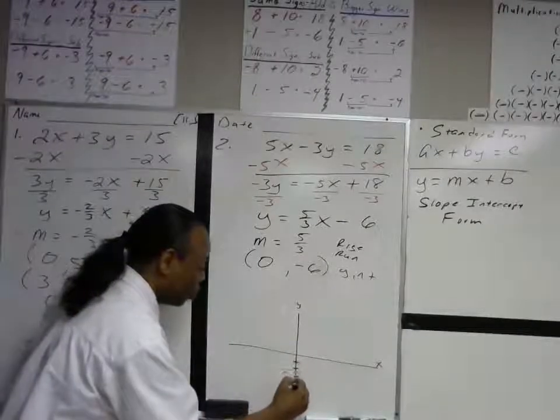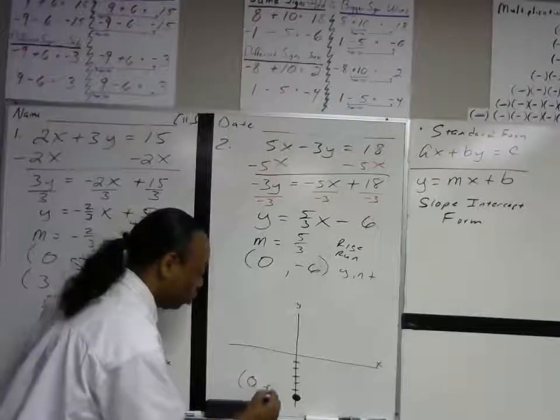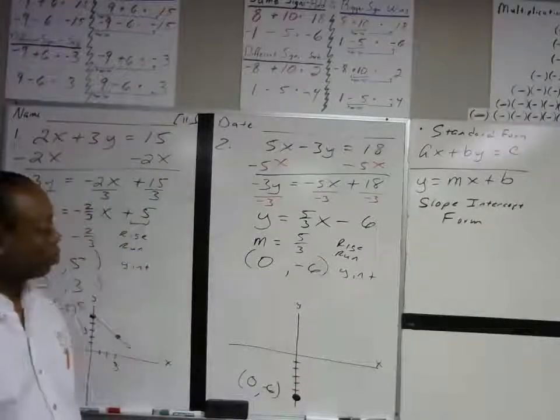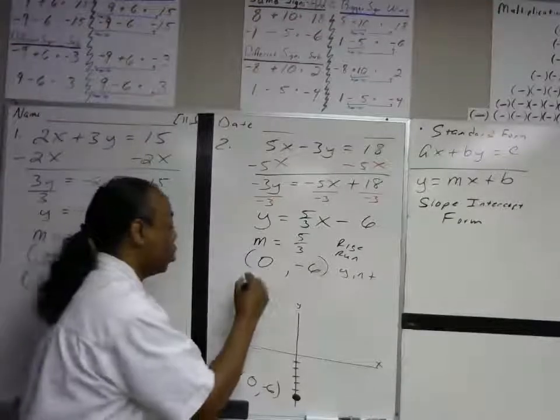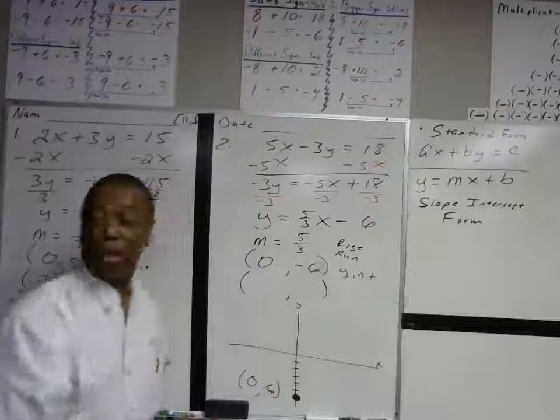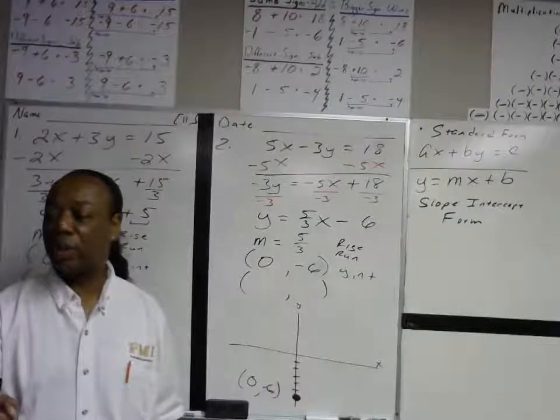1, 2, 3, 4, 5, 6. That's 0, -6. Okay. Now we need one more point. Who's next? Cade. Wait, did I just ask you? Yeah. Okay, I'm sorry.